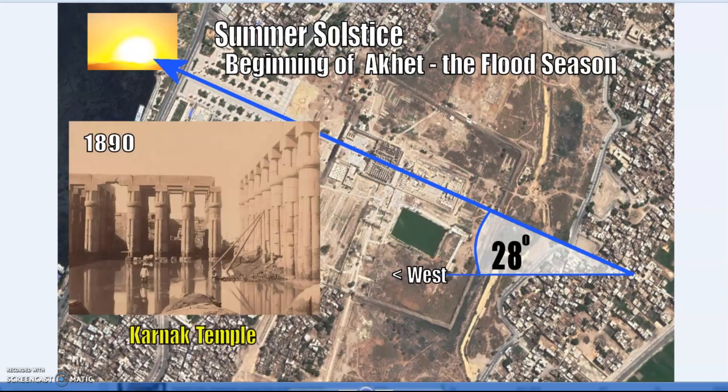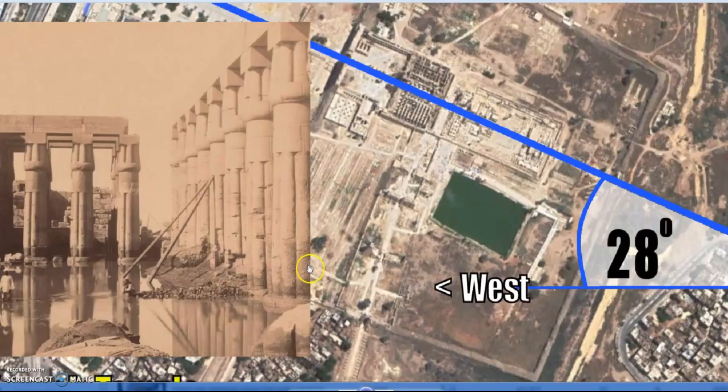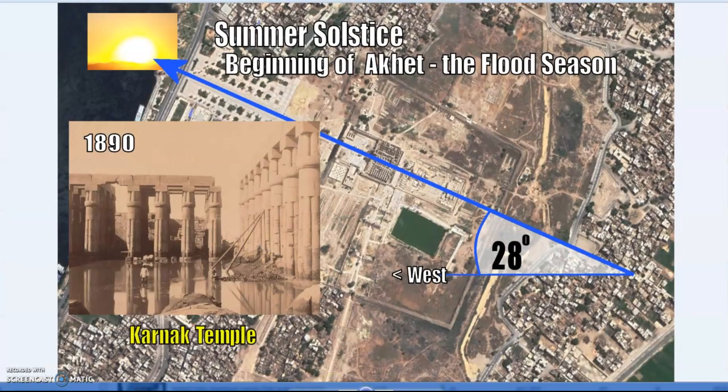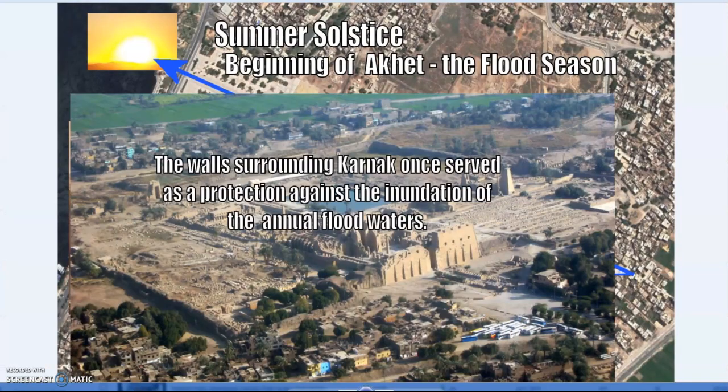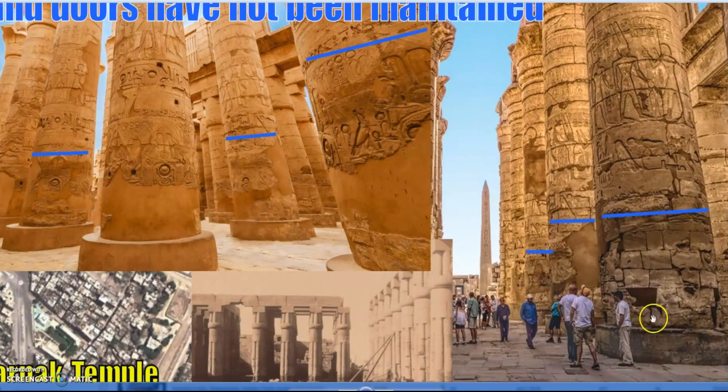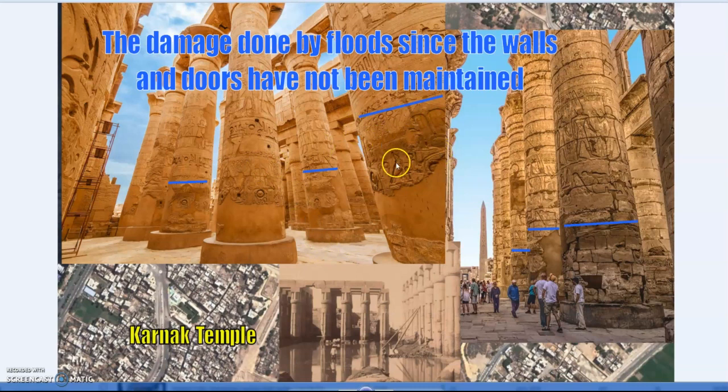The flood is very important, of course, and we can see when the walls and the doors weren't maintained, the Great Flood would come in and the water level is relatively low, but you can even see a hint of the high water mark here on these columns. And that's important because the walls once surrounding it preserved it as a protection against the annual flood waters, and you can see what damage has been done. So on these columns, you can see the watermark and the damage line.